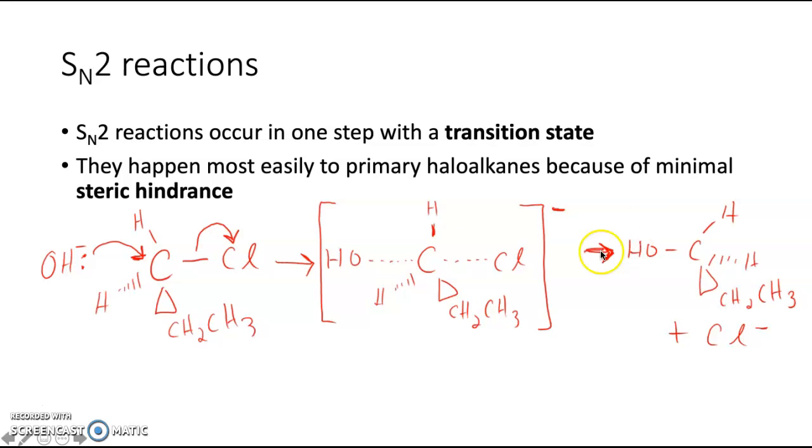And then the bond here finishes forming, the bond here finishes breaking, so you end up with a new compound. We've substituted the hydroxyl group for the chloro group. So we have a hydroxyl group here now, and the chlorine has gone off to be an ion by itself.